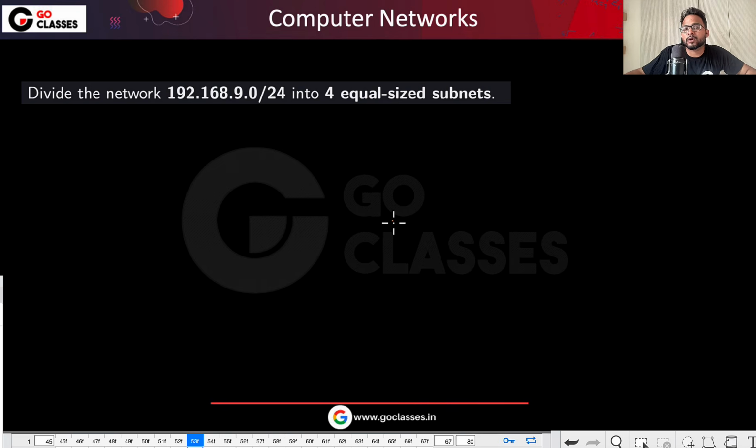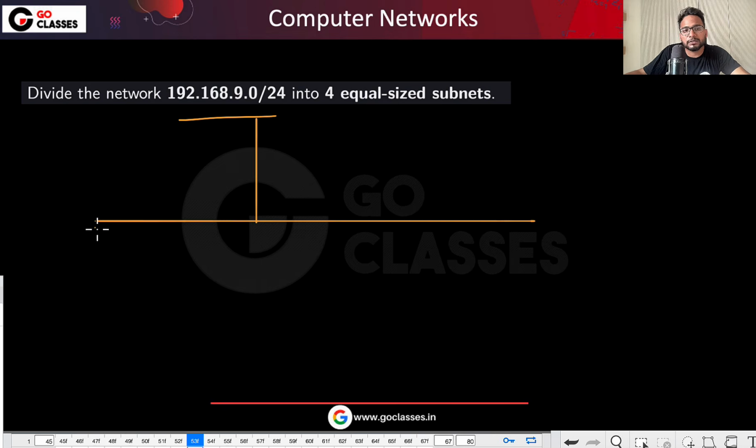Let's see the real working of the subnet, how we really do the subnetting. So what we do, given a network, we divide this into 4 parts. Suppose 1, 2, 3, 4. We divide this into 4 equal parts, right?